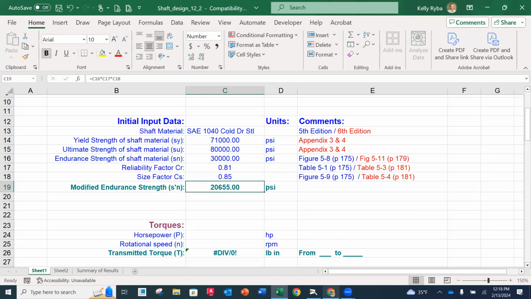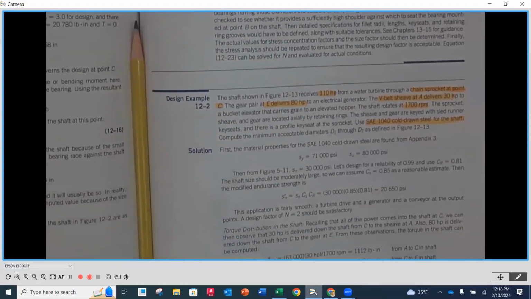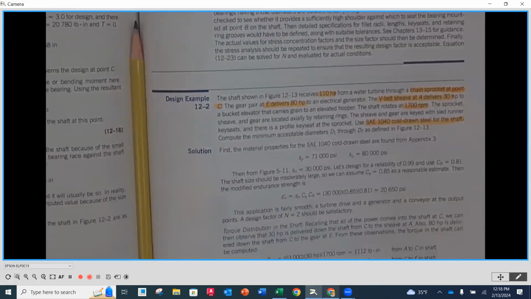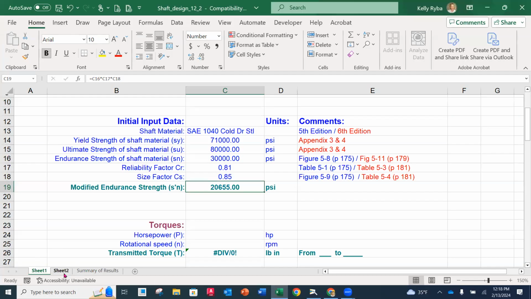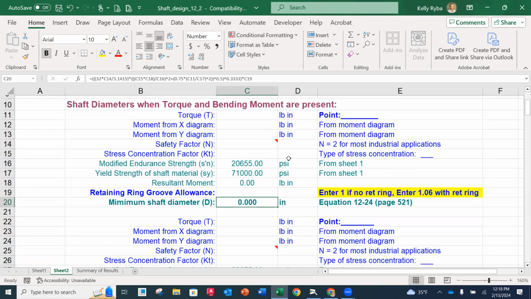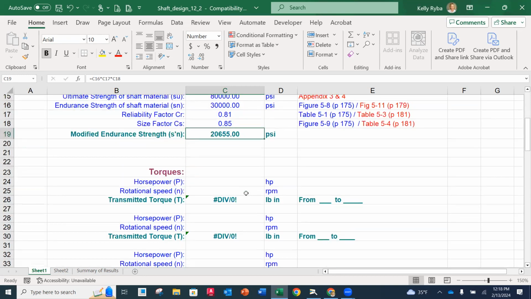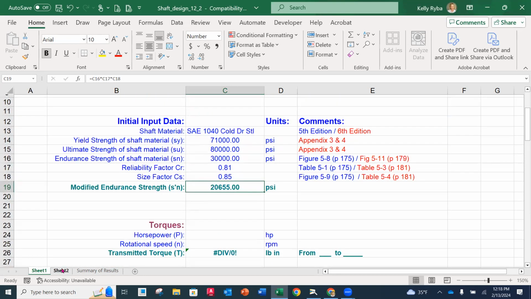Let's get back to our process and see where we're at. In sheet 2, you're going to notice that modified endurance strength, yield strength is going to be filled in. And that's why you've got to be careful when you're moving things around in that second sheet, because it could not grab the right area from the first sheet. So you always want to check those. I've had firsthand experience at that.